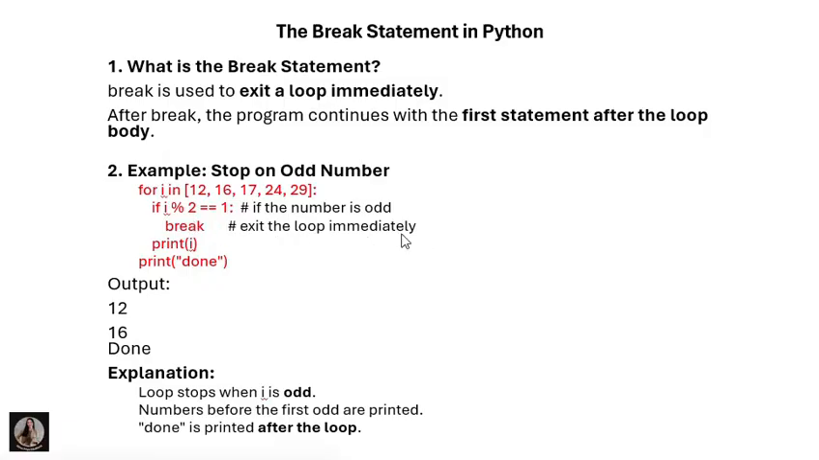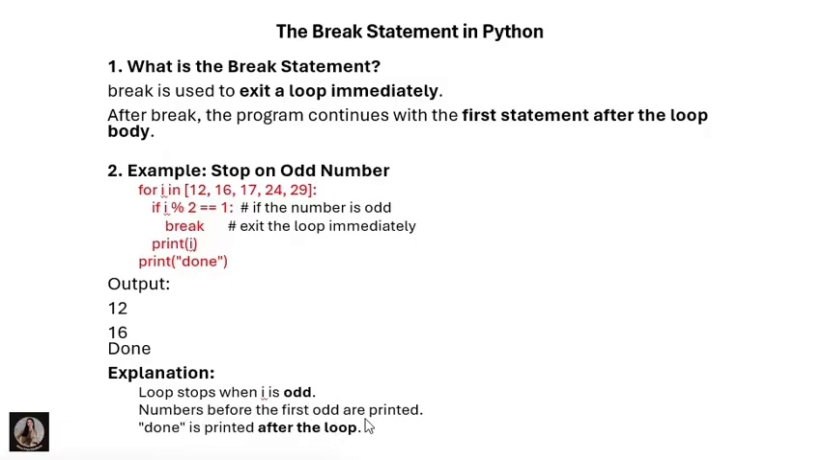It will exit the loop immediately, come out of that loop and print whatever results I got before this condition became true. That is 12 and 16 I will get. When I get 17, immediately it will come out of that loop. After the loop body I have print done, so it will print done as well. Let us see the output here: 12, 16 and done. It will print i, which is 12 and 16, and after the loop body it will print done.